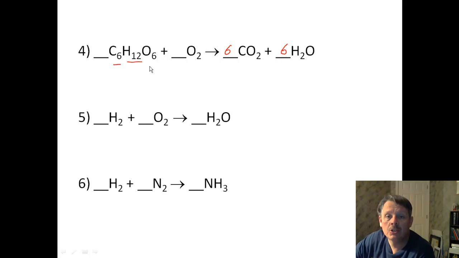And oxygens, well, I've got 6 here, plus I've got 2 more for 8. Let's see what I have over here. I have 12 here, and I have 6 more over here for a total of 18. So let's see, I've got 6 over here, so I need 12 more over here, so I'll put a 6 in front of that. I am now balanced.